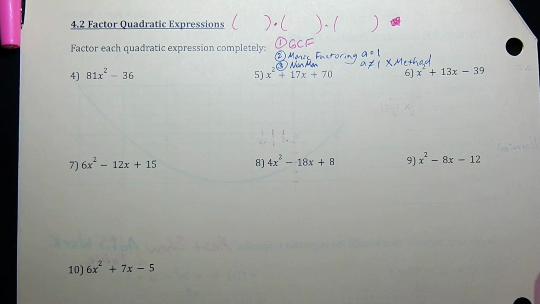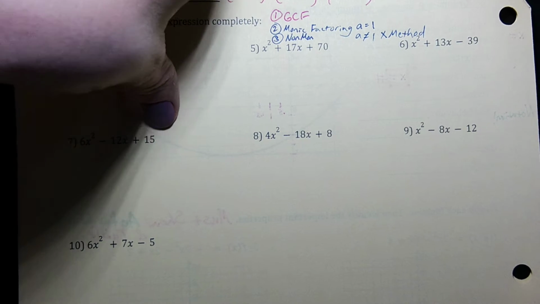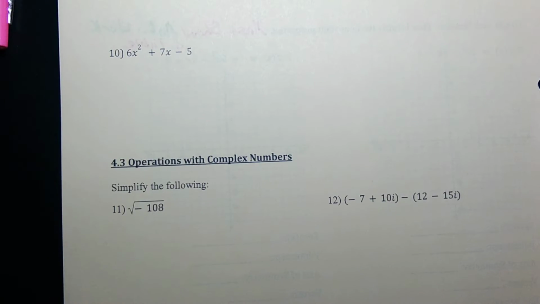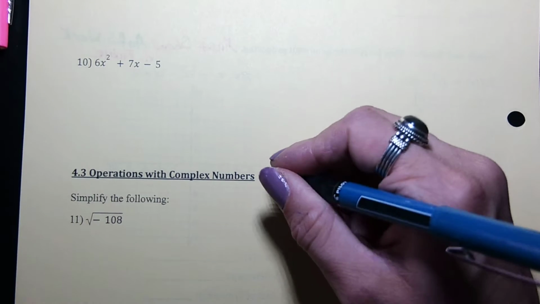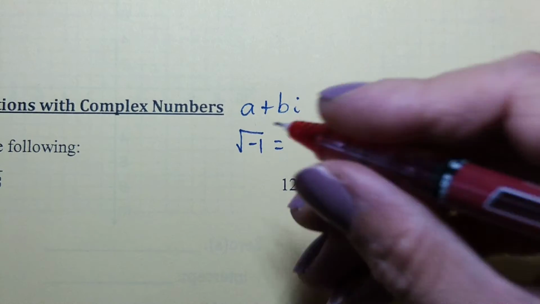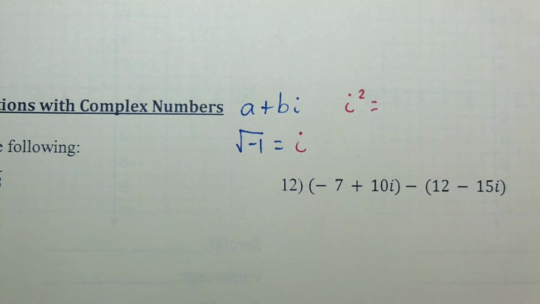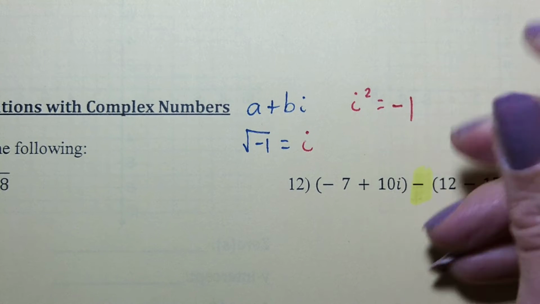So that's 4.2 with factoring. 4.3 is going to be our operations with complex numbers. So complex numbers, remember, are i. They have to be written in that a plus bi form. Real part first, imaginary part second. Remember the square root of a negative, we automatically bring out an i. And what's i squared equal to? Negative 1.